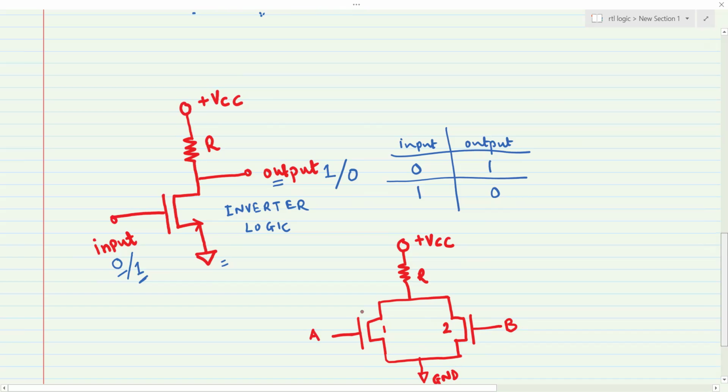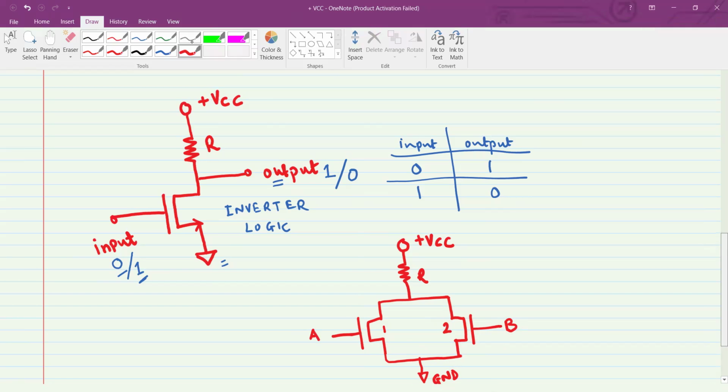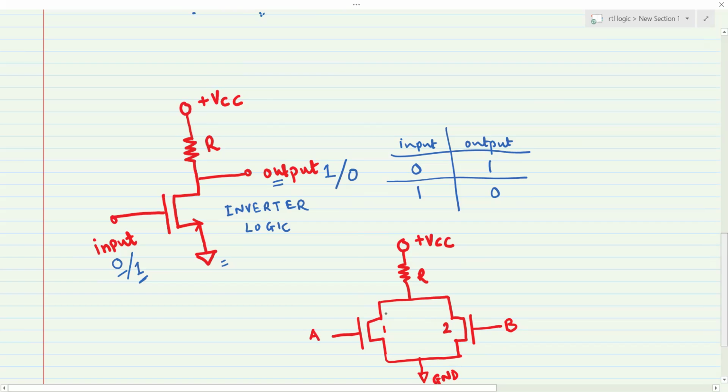Now, I know that there are three pins. So that is the drain, this is the gate, this is the source. This is also the drain, this is the gate, this is the source. And the output is taken from this junction, which is the shorting of the two drain pins. So let us say this is my output.